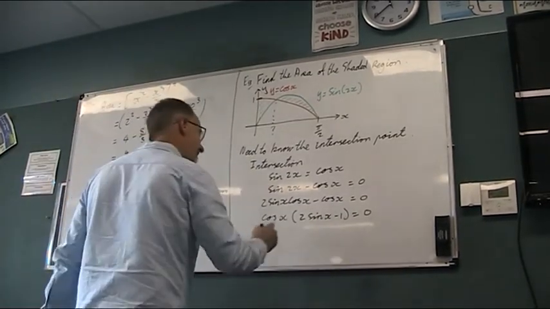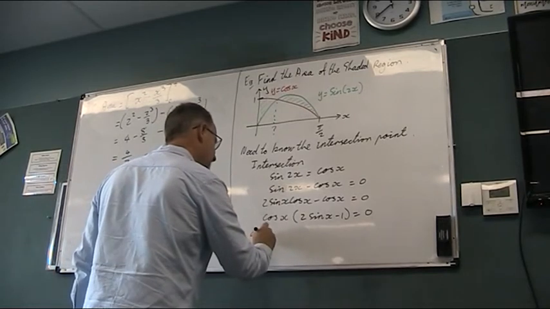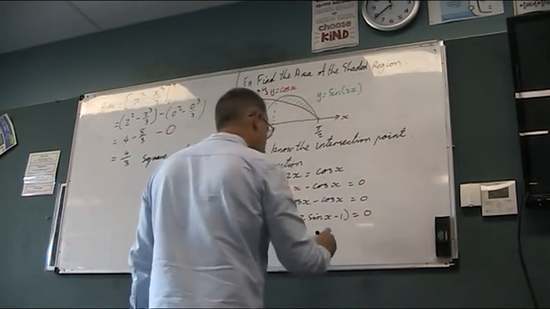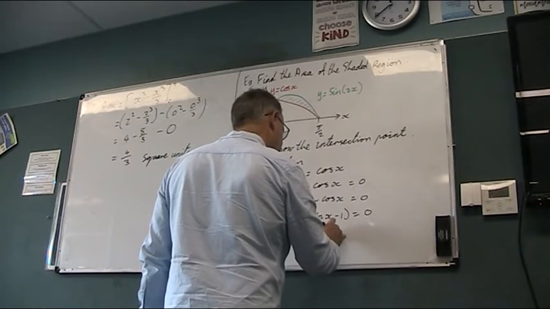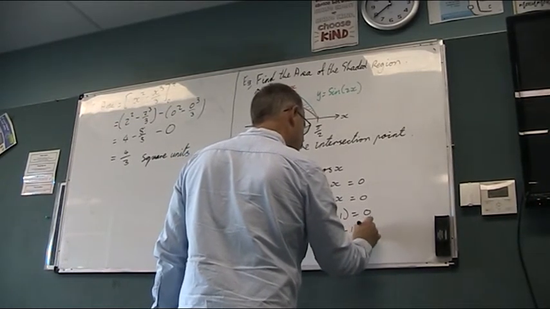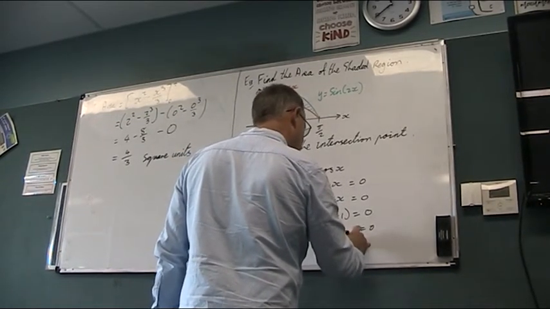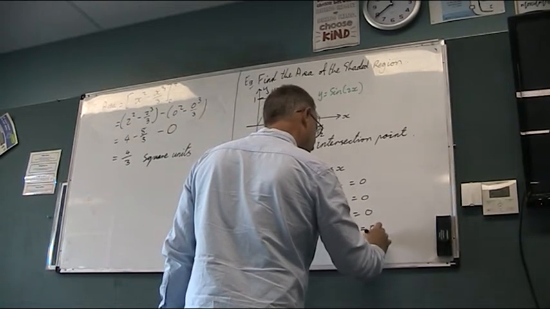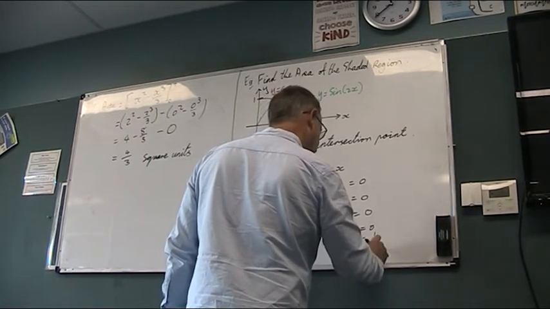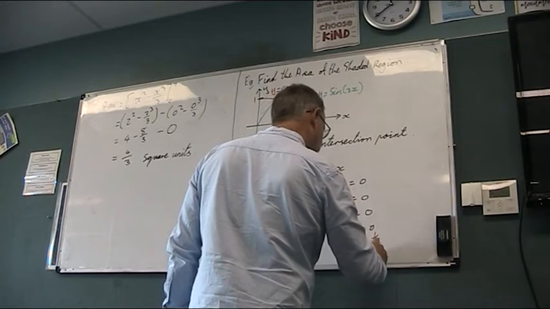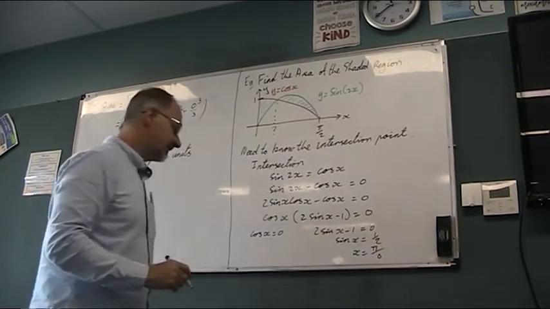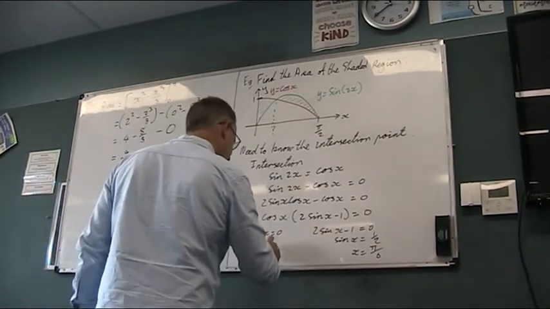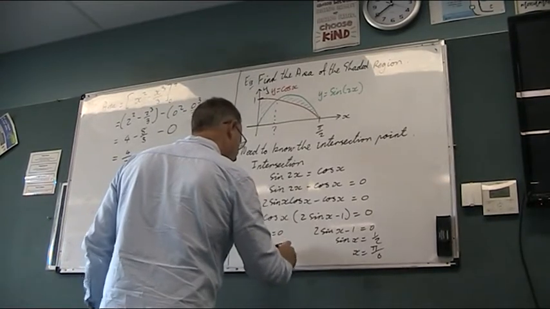So either cos x is equal to 0 or 2 sine x minus 1 is equal to 0. Sine x is a half. That's pi on 6, and cos x is 0 at pi on 2.